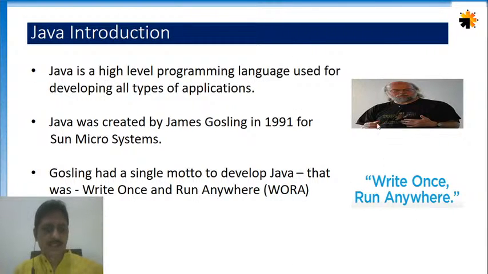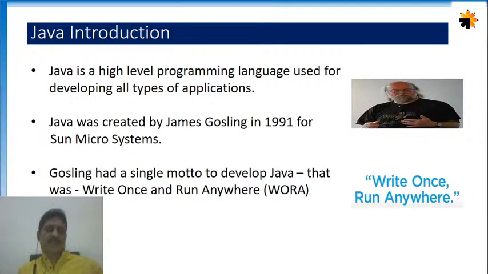Hope you're getting it. So that's why I'm saying that you're developing all types of applications. And Java was created by James Gosling, this gentleman, in 1991 for Sun Microsystems. Now, Sun Microsystems has been taken over by Oracle Corporation. And by 1991, you might know that there were so many technologies out there in the market, and computerization was picking up at a rapid speed. And still, at that time, James Gosling had a different motto.